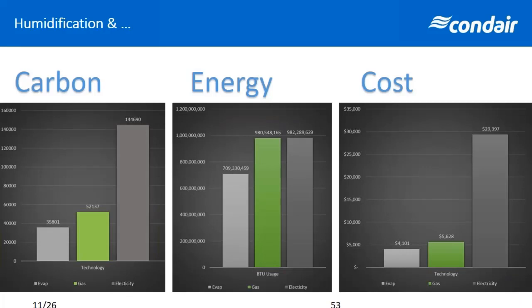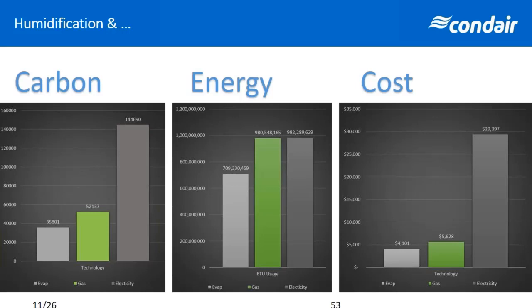So if we look at the three different pillars of this, I'm talking about how much carbon do we put into the air, because that's becoming obviously more and more important. How much energy do we actually use? And of course, how much does this cost us annually? So you can see, if you just take a quick glance, that some technologies use more in terms of energy and, of course, cost, and some technologies use less.